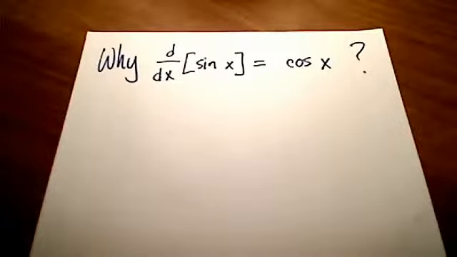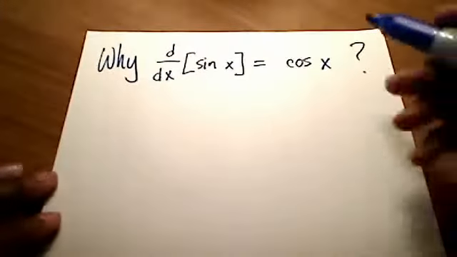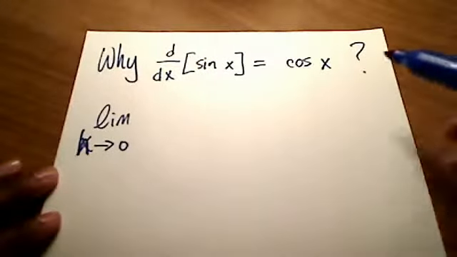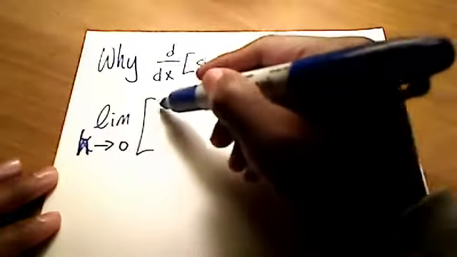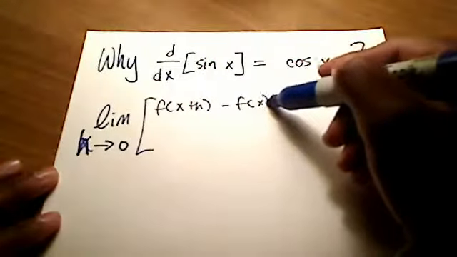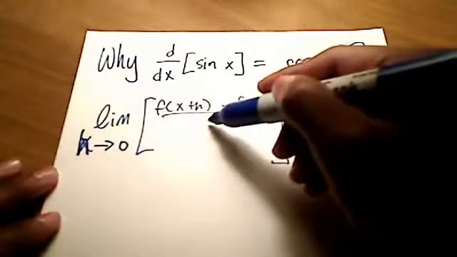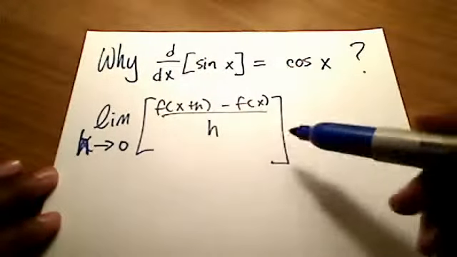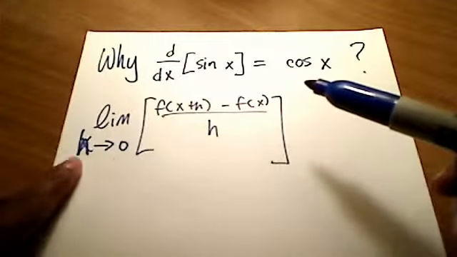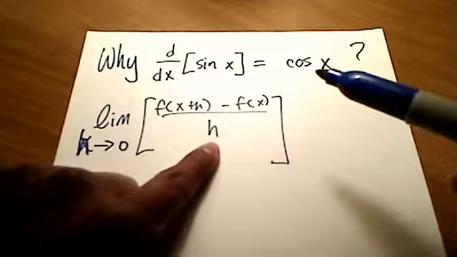Let's figure out why the derivative of sine is equal to cosine. Let me start with our difference quotient, and I'll use h instead of x. The limit as h approaches 0 of f of x plus h minus f of x, over h. This is the one that I usually show for how a derivative works as far as limits are concerned. Obviously I cannot plug in 0 for h right now, because that would make my denominator 0.